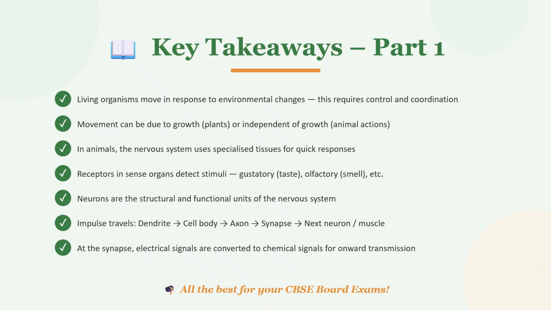So we have come to the conclusion of this part 1. Control and coordination help living organisms respond correctly to the environment. So what happens in animals? The nervous system plays a very important role by sending quick signals, and muscles carry out actions. This system ensures survival and smooth functioning of the body. We have covered all these points in this session, children.